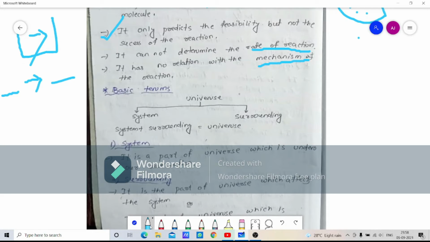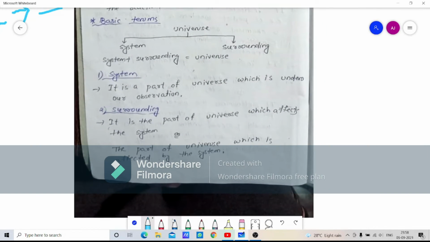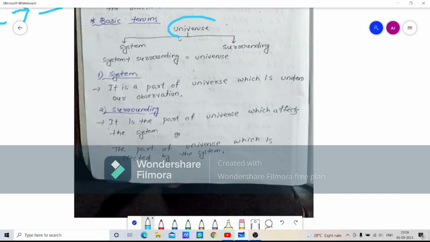Then after that, the basic terms of thermodynamics. So there are some basic terms of thermodynamics. First of all, we have the total universe, and the universe is divided into two parts. One is the system and the other is the surrounding. So in our universe, all things are divided into two parts, system and surrounding. So first of all, we'll discuss the system.